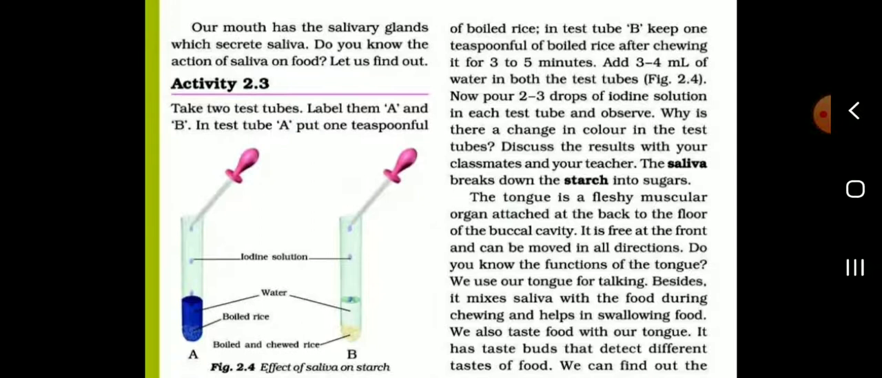Okay, listen. Our mouth has the salivary glands which secrete saliva.